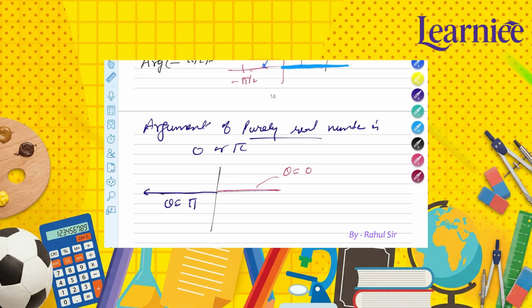If it lies on the positive direction of the x-axis, then obviously its principal argument is 0, and if it lies on the negative real axis, then the principal argument is pi. So you should understand that this is positive and this is a negative real number.